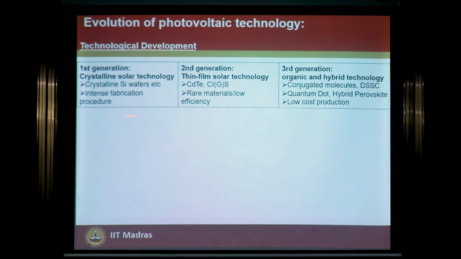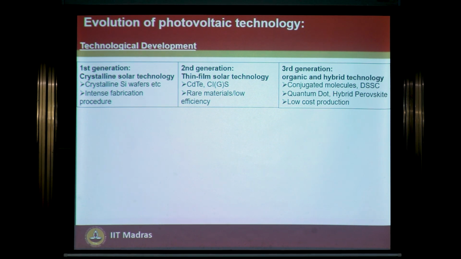But there is an important drawback for that. That is because of the intense fabrication process, such as the annealing temperature going to more than 1000 degrees for doping levels, or even up to 1500 degrees centigrade during the processing of the P and N junction. So it is a very energy-intensive process to fabricate. And then comes the thin film solar technology, which basically uses CIGS and cadmium telluride based systems. But again the drawback is that these are rare materials, so again the cost of the system will go high.